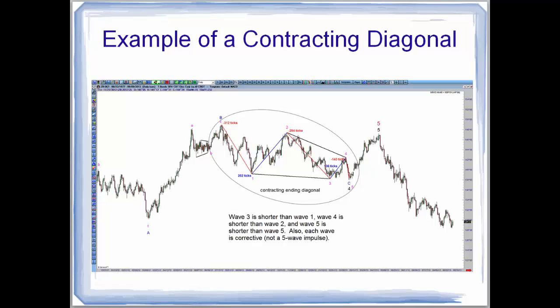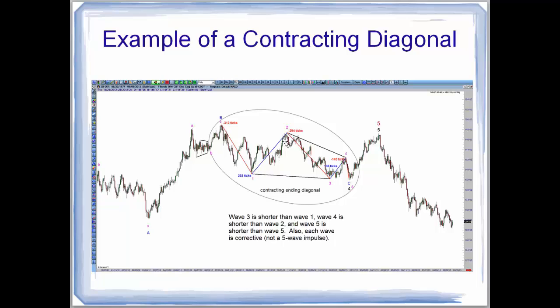Here's an example of a contracting diagonal. In this case, it's a wave C, and it consists of waves 1, 2, 3, 4, 5. The reason it qualifies as a contracting ending diagonal is that wave 3 is shorter than wave 1, and wave 5 is shorter than wave 3. Also, wave 4 is shorter than wave 2.